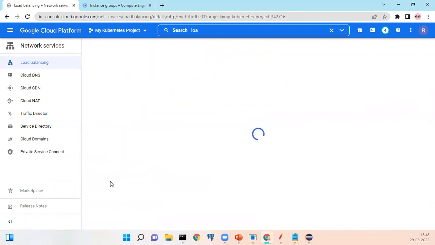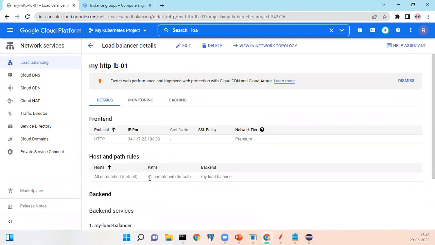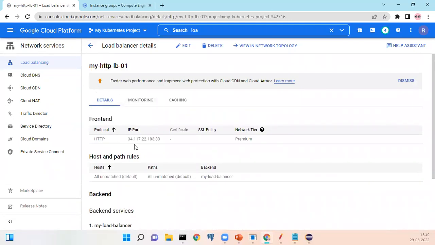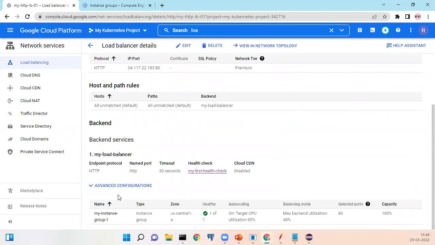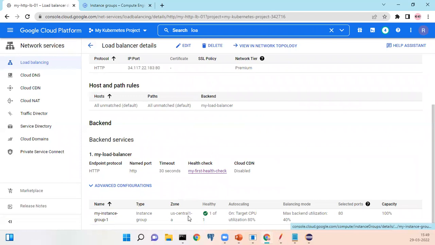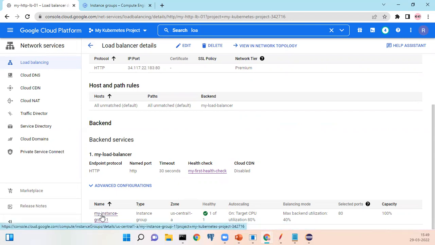If you go inside the load balancer, we will see one instance group connected to this particular load balancer. For auto scaling, this is the target we had set, and I think that should be fine. Then if we go inside the instance group, let us see how many instances we have.